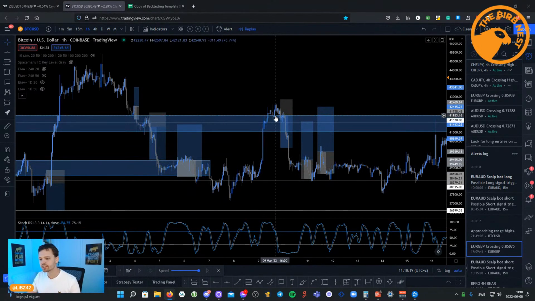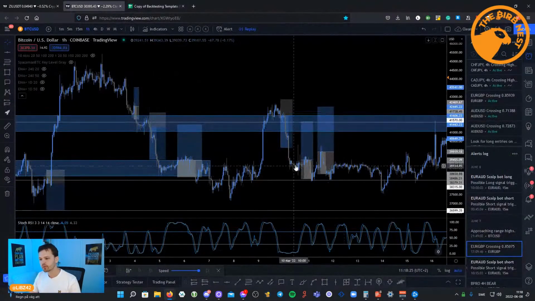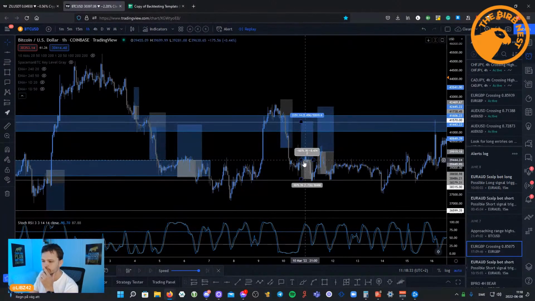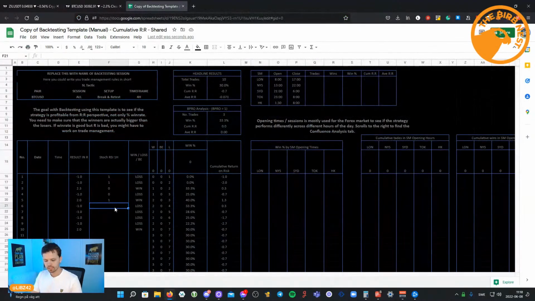Anyway, so this is actually a yes. It is confluent with stochastic RSI. So let's go back. Now look at this one. Is it confluent with the stochastic RSI? The top pattern, the bottom is actually, so I would say yes, and this one I would say no. So it's a yes and a no.